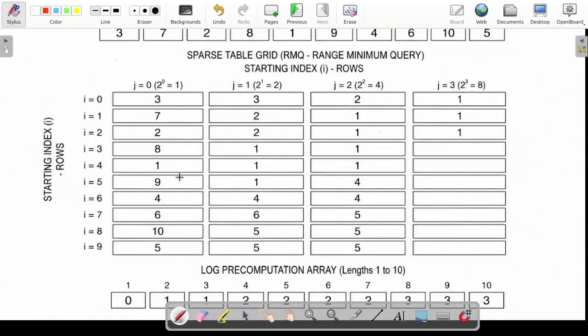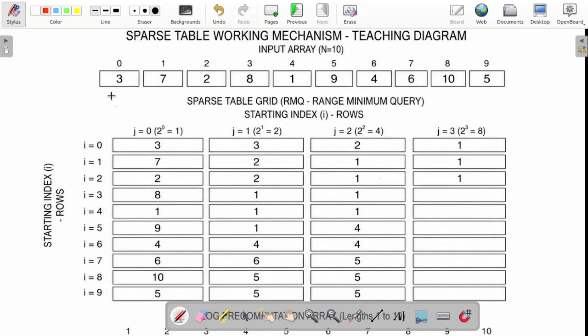There are n elements. For each element, we are considering the segments of power 2. Let's consider i equals 0. We have considered a segment of length 2 to the power 0, then a segment of length 2 to the power 1, then 2 to the power 2, then 2 to the power 3, and that's it. We won't consider 2 to the power 4 because it is 16, but our array is not large enough.